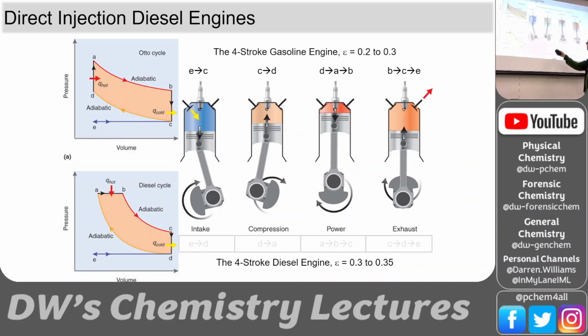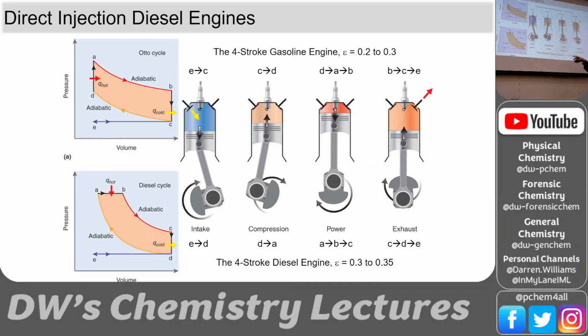But yeah, this is pretty much the same thing. You have the intake, compression, power, and exhaust. We just have a little bit different things. The intake is E to D. D to A is the compression, but the power is A, B, and C. So here we're spraying that diesel in with a high pressure fuel rail, and then we have the power stroke, and then the exhaust. Again, open the exhaust valve and exhaust the gas.